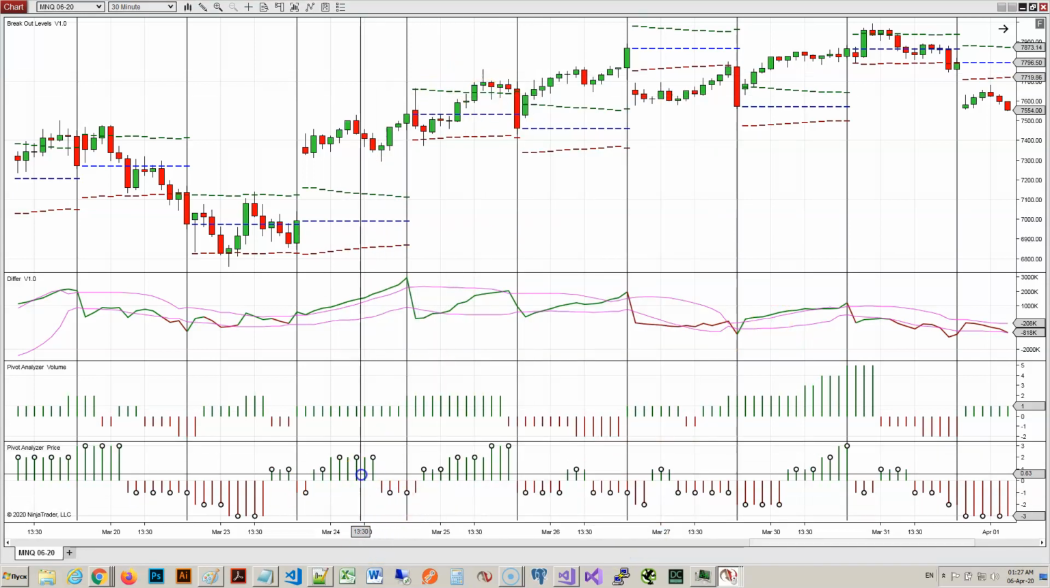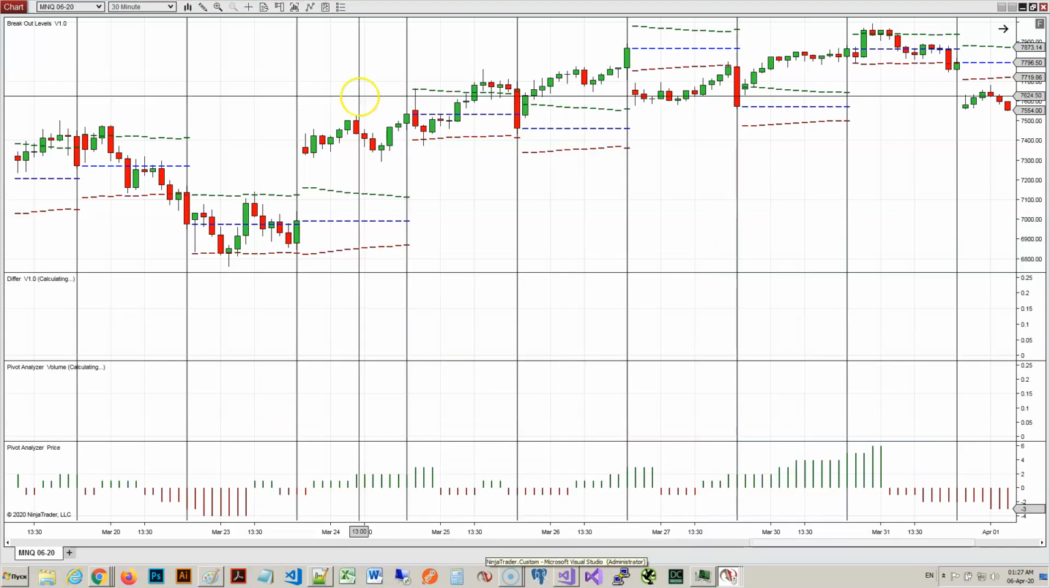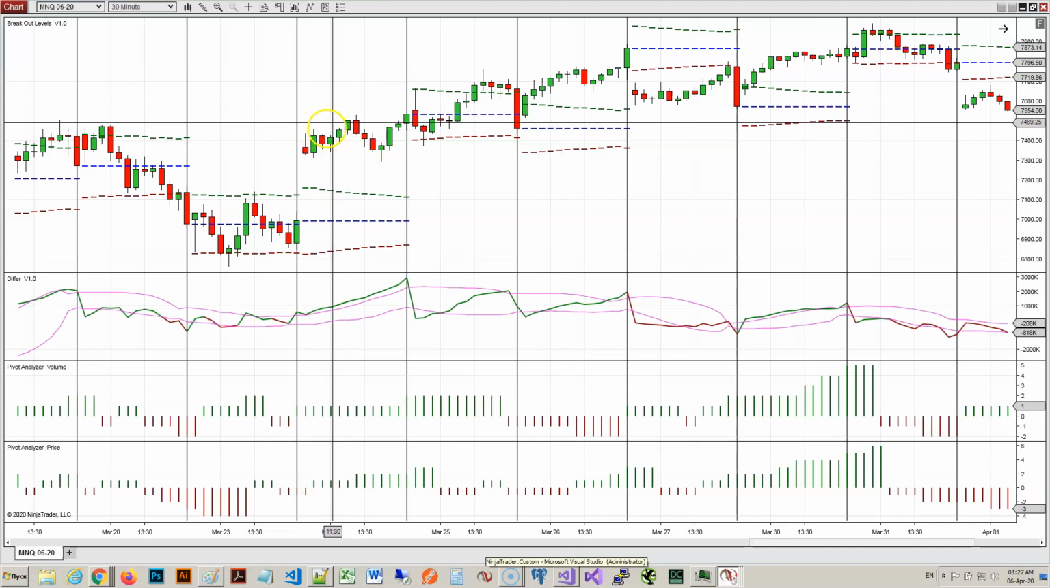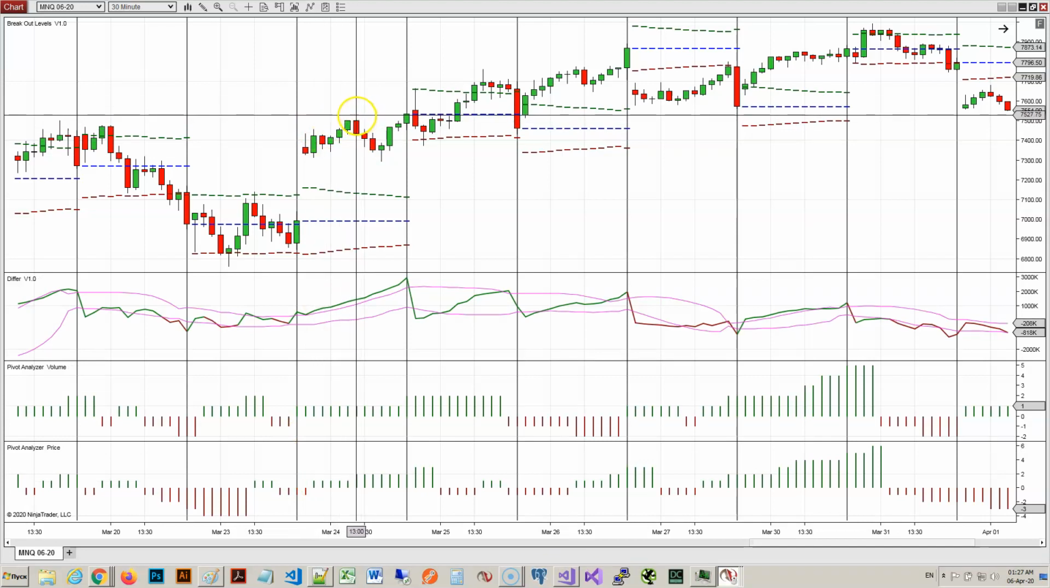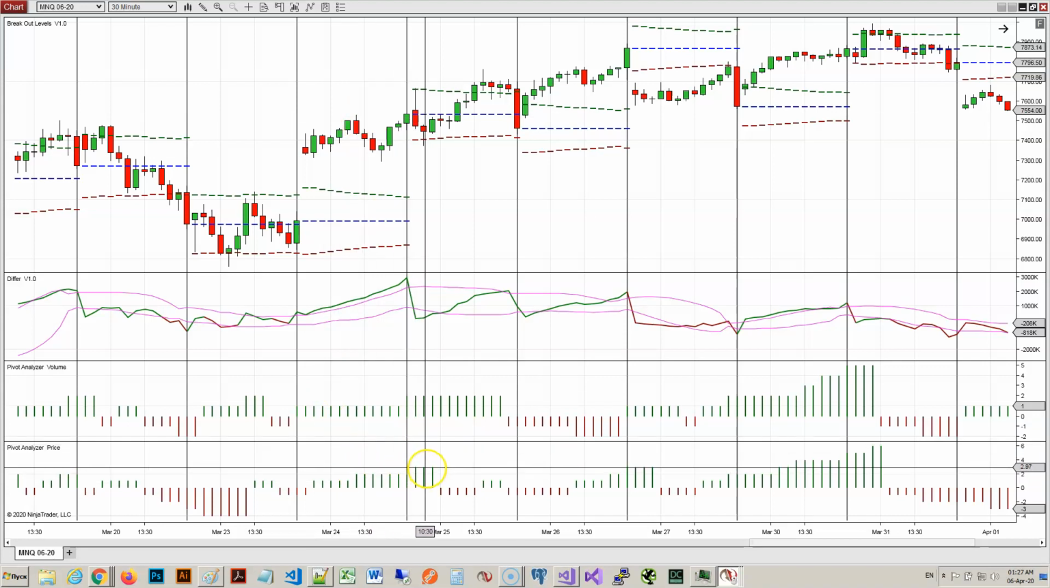But I can also work with price data. This bottom one is enabled for price, and I can look at up pivots. So here are up pivots. Here's my first pivot up. Here's my second pivot up. You can see it moves right here up. Here's another one. I don't have to scan with my eyes.